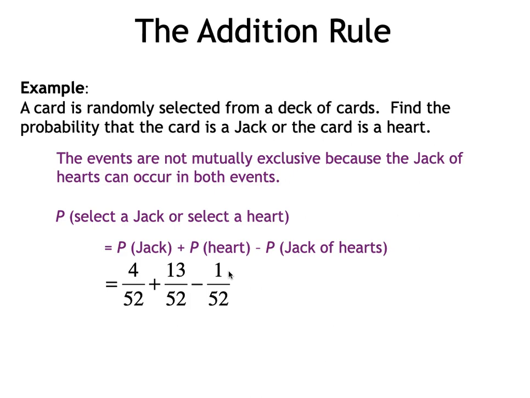How many cards in our deck have the suit of hearts? There will be 13 of them, one of each kind, out of the 52. Minus, how many jack of hearts are there? There's only one jack of hearts out of the 52. Simplifying this, we come up with 16 over 52, which is equal to 4 over 13 in lowest form. In decimal, that is approximately 0.3077. I hope this is clear.